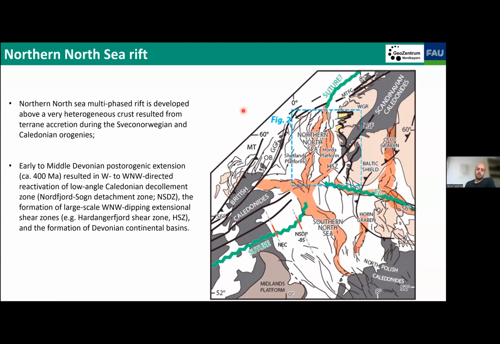The rift itself developed above a very heterogeneous basement. We have several orogenic events prior to rifting, and during the early to middle Devonian, we have post-orogenic extension creating some basins, basically Devonian basins. That is because of the reactivation of pre-existing shear zones and other existing features.